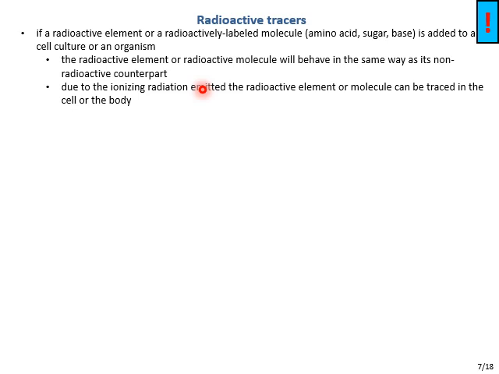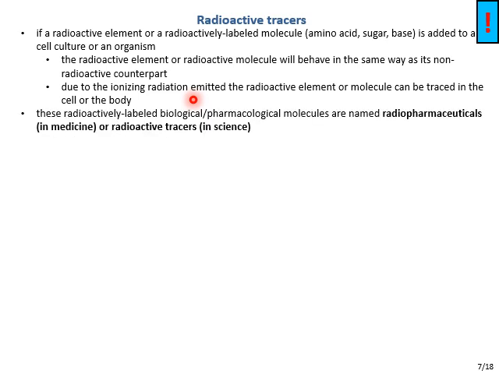So if we follow the fate of the radioactively labeled version, then we can basically learn how the non-radioactively labeled version of the molecule behaves in a living cell or in an animal. And since the radioactive isotope will emit ionizing radiation, the presence, the location of the radioactively labeled metabolite can be detected or can be traced in the human body or in the cell culture or tissue culture.